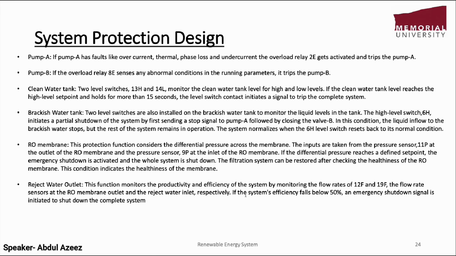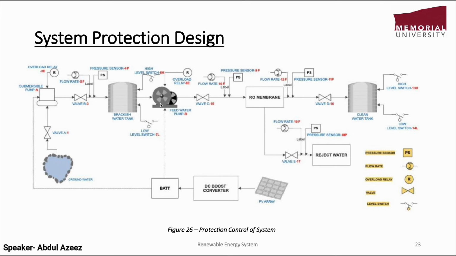So in this slide, the system protection control schematic functions are elaborated, and now we'll be looking into them one by one. The submersible pump A and the feed water pump B are protected by an overload relay, which senses for any abnormal conditions like overcurrent, thermal overload, phase imbalance, and undercurrent, and trips the pumps in any of these abnormal situations. Then moving on to the brackish water tank, we have two level switches installed on the tank, one high level switch and one low level switch, which continuously monitor the liquid levels in the tank. When the liquid level reaches the high level switch, it initiates a partial shutdown of the system by first sending a stop command to the submersible pump A, followed by closing of the valve B. In this situation, the remainder of the system remains in operation.